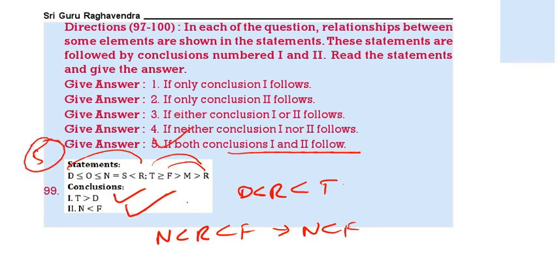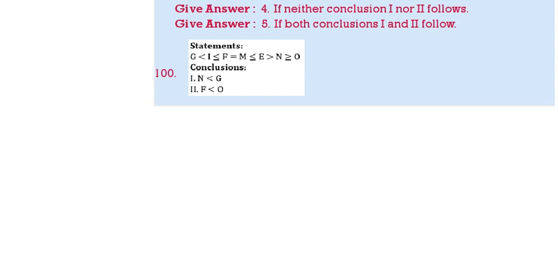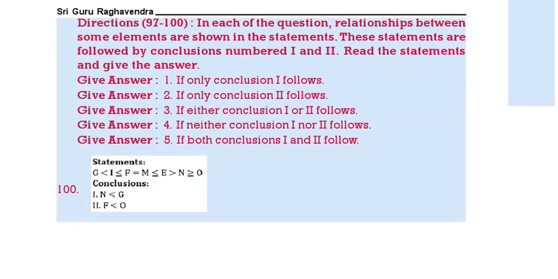Option 5. Then see the 100th question. G less than I less than or equal to F, F is equal to M, M less than or equal to E, E greater than N, N greater than or equal to O. Now N less than G: from G to N no common symbol, does not follow. From F to O no common symbol. Neither 1 nor 2. 4 is the correct answer.